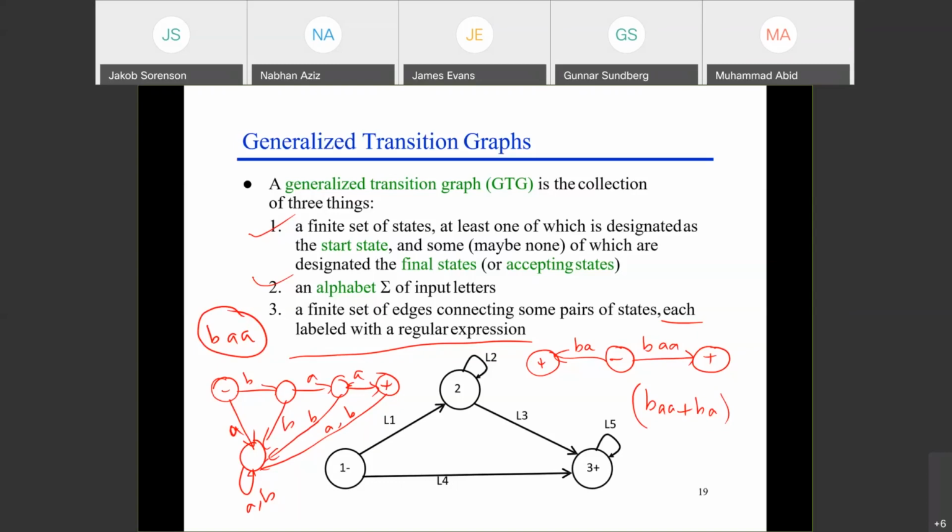And now, if you see here, I pass BAA as a label of one edge, and another regular expression as a label of another edge. So can we say that FA will take care of one language, while in a TG each edge will take care of one regular expression, which is equal to one language, because a regular expression defines the language? And yes, we can say that.